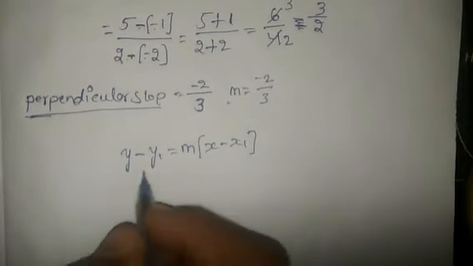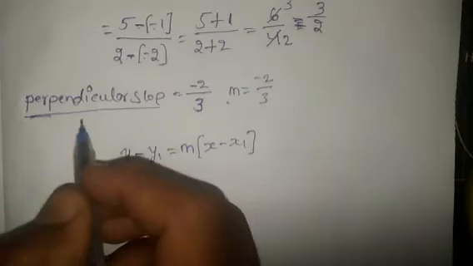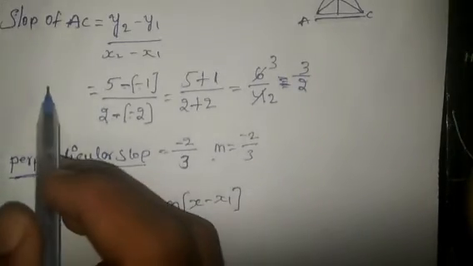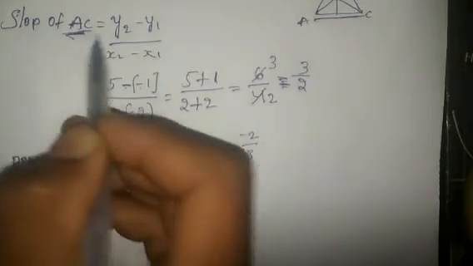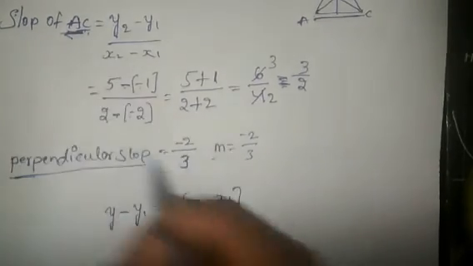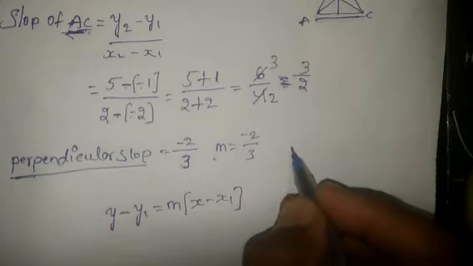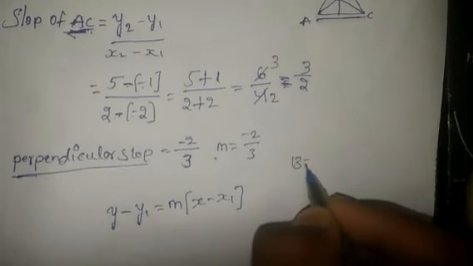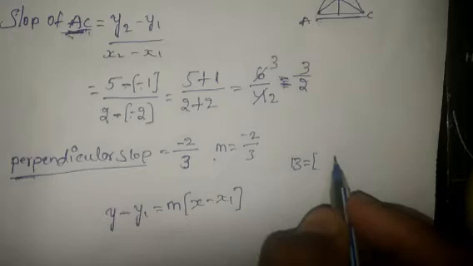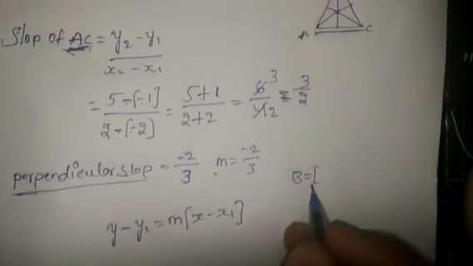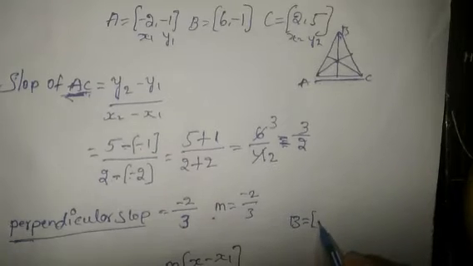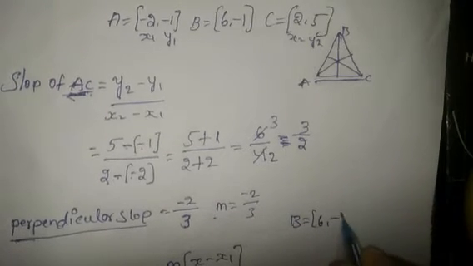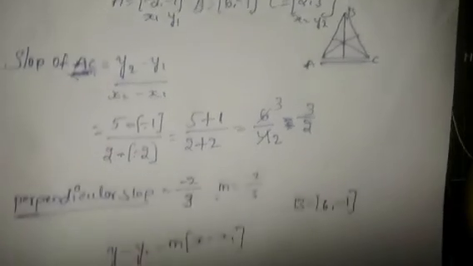So in this we have found AC. We took 2 points, that is A and C. In this AC there is no B value. So we have to write here, the B value is equal to how much? The B value is 6 comma minus 1. Yes, clear.